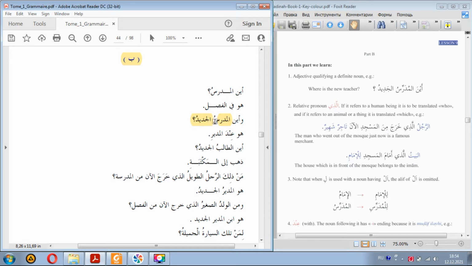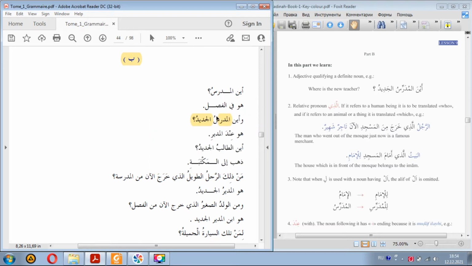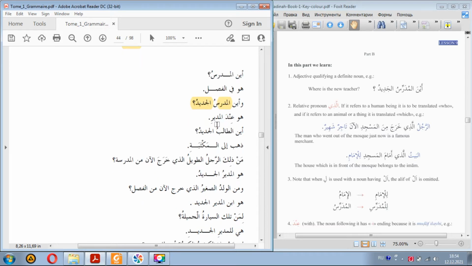And they have also the same ending, which is dhamma without tanween. Dhamma without tanween. هو عند المدير. He is with the headmaster.